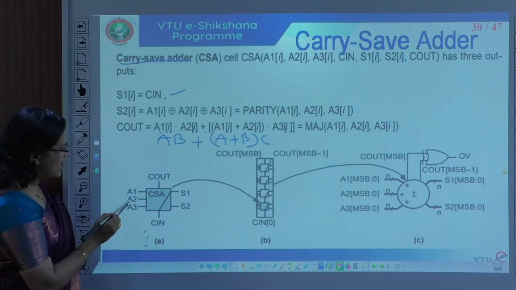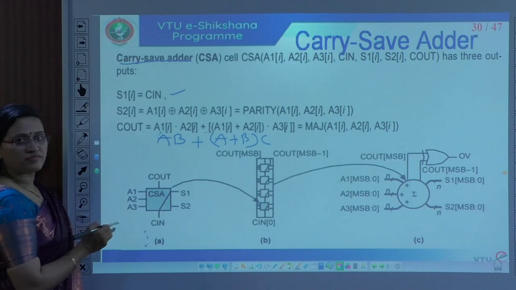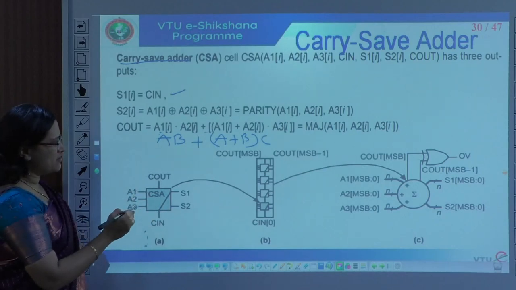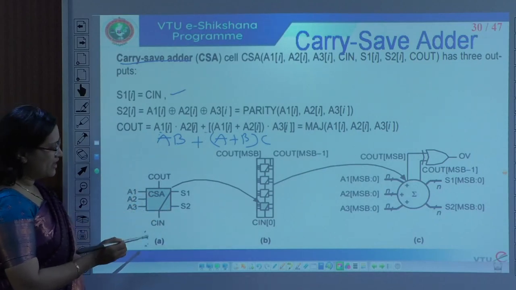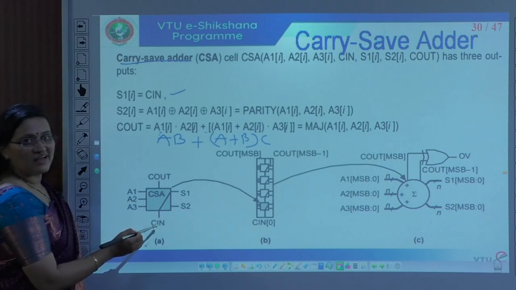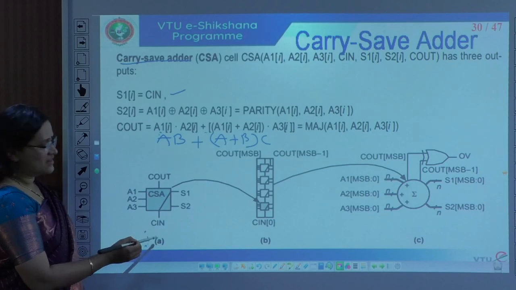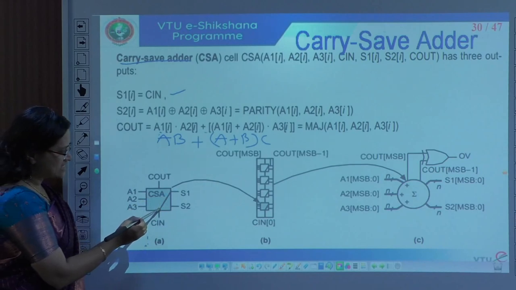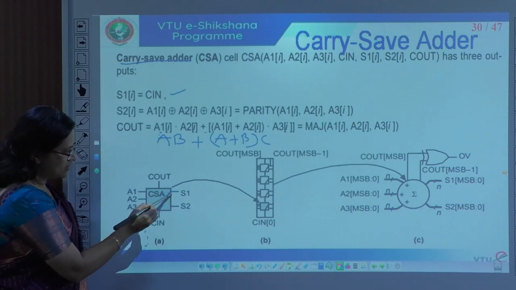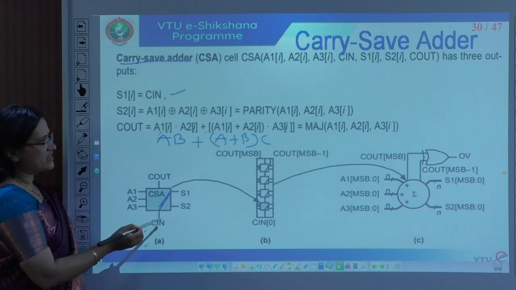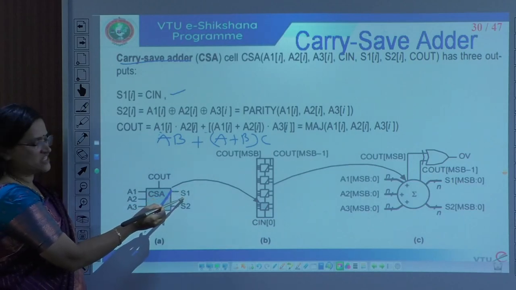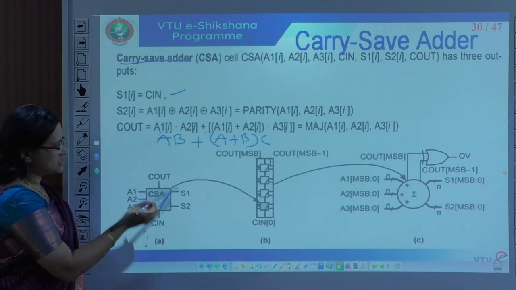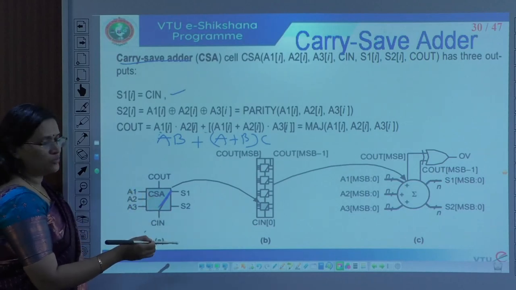A1, A2, A3 are the inputs. S1 and S2 are the outputs, both in the form of a bus. And the Cin is the carry input that is connected directly to the S1 bus. You can see this line. And Cout is the carry output. So this is how the 1-bit carry save adder cell looks.